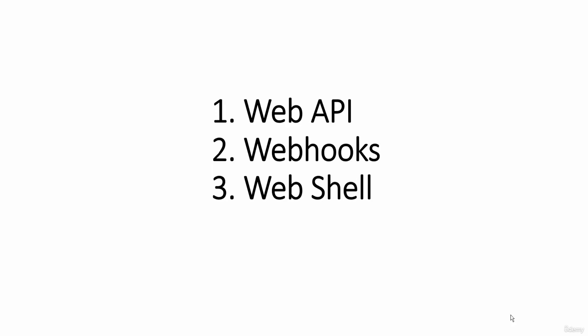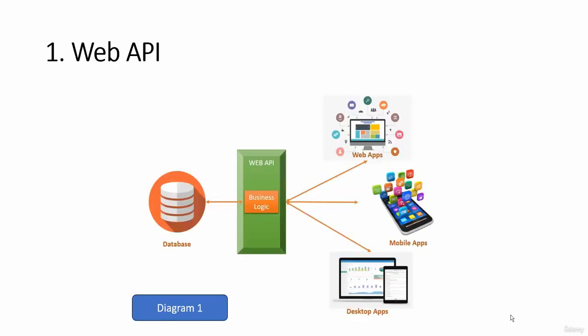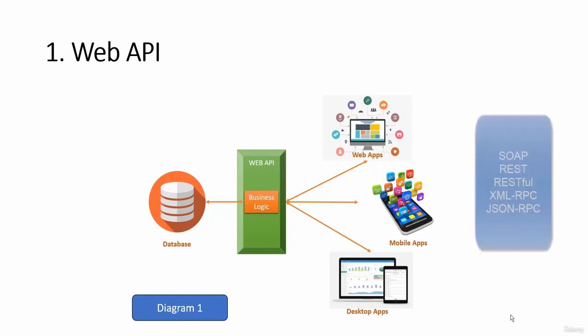In this video, you will learn 3 important topics. First, web API. Second, webhooks. Third, web shell. First is web API. A web API is an online service that interacts with client applications, retrieving or sending data between them. Typically, web APIs employ the HTTP protocol for fetching and updating information. Java and .NET are among the technologies utilized to develop web APIs. There are different types of web APIs that you can use depending on your needs, like SOAP, REST, RESTful, XML RPC, and JSON RPC.